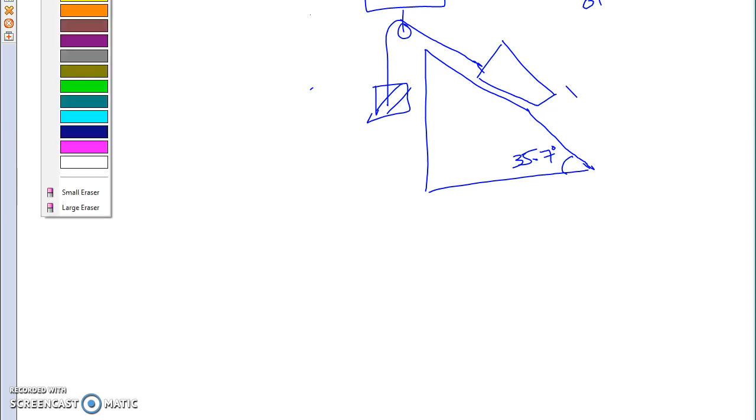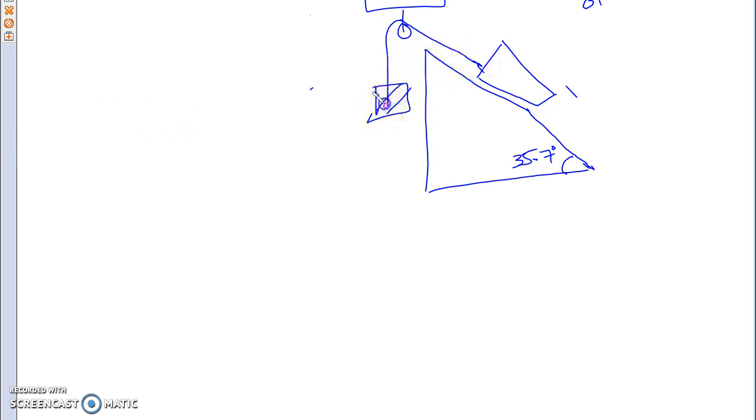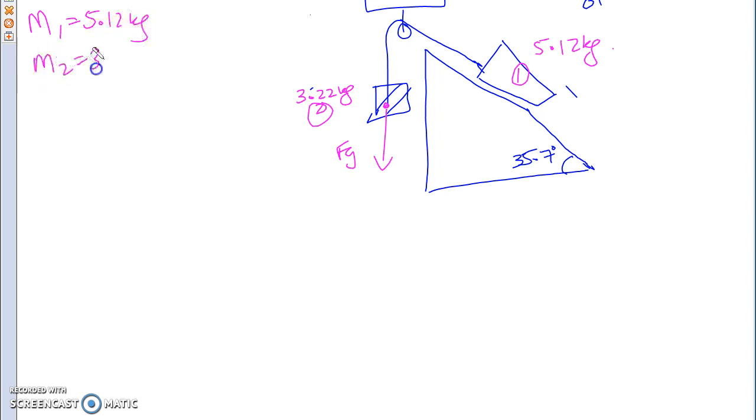All right, so the first thing that we're going to do is just write down our FBDs. So there's your FG, and this mass right here was given to be 5.12 kg, and this one is 3.22 kg. So mass 1, this we're going to call 1, this we're going to call 2, is 5.12 kg, and mass 2 is 3.22 kg.